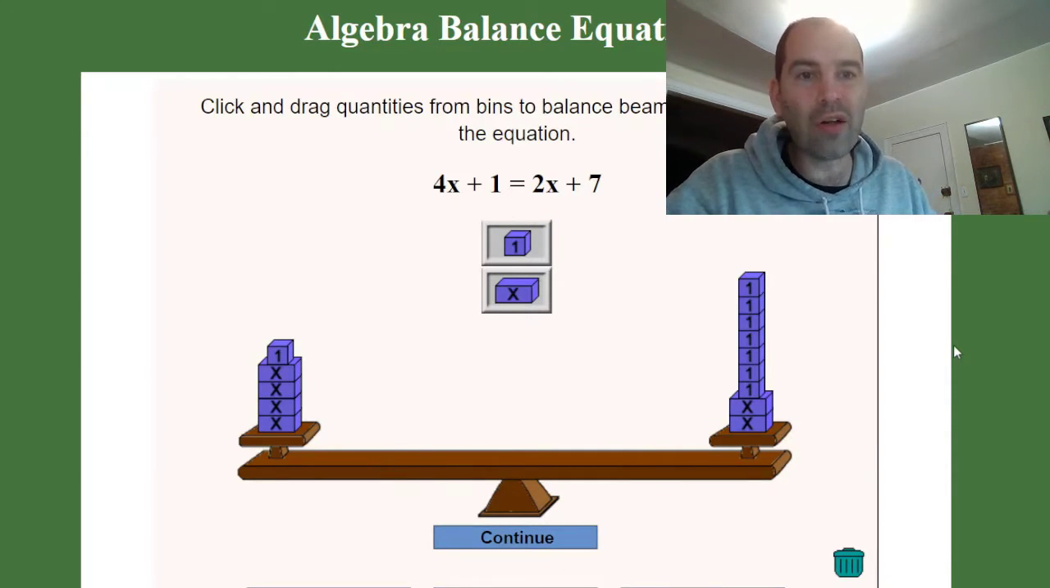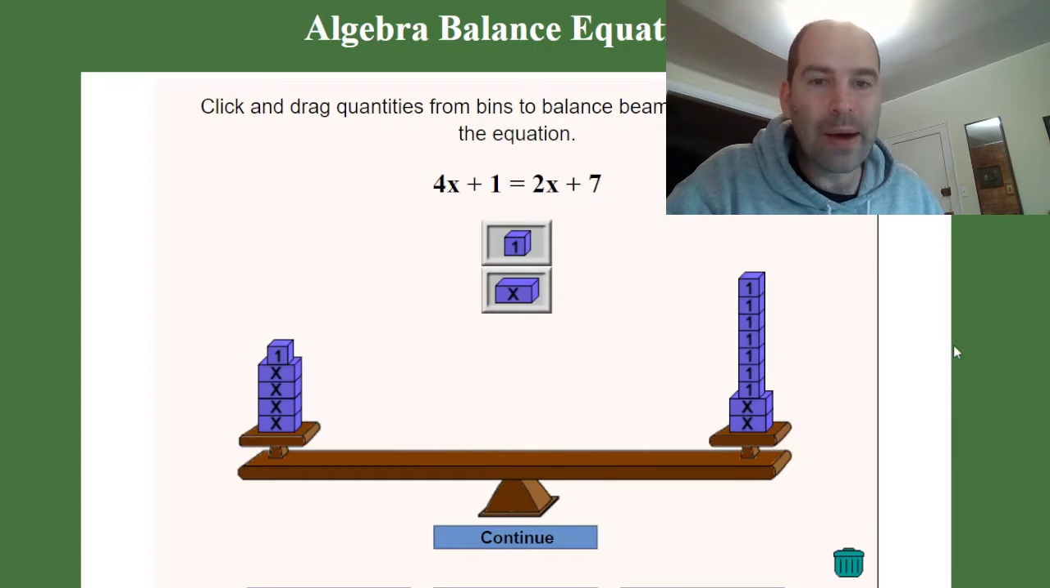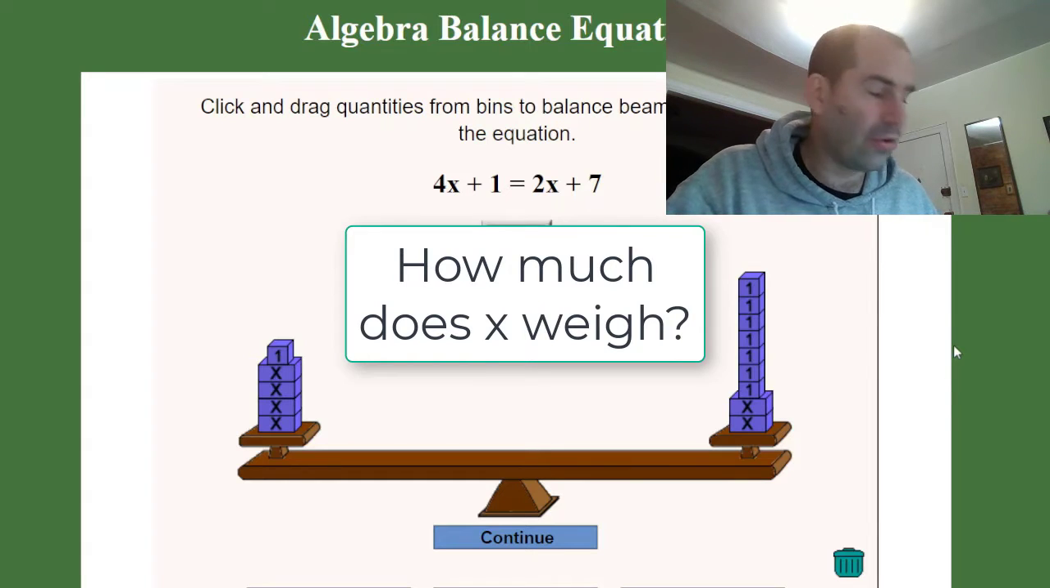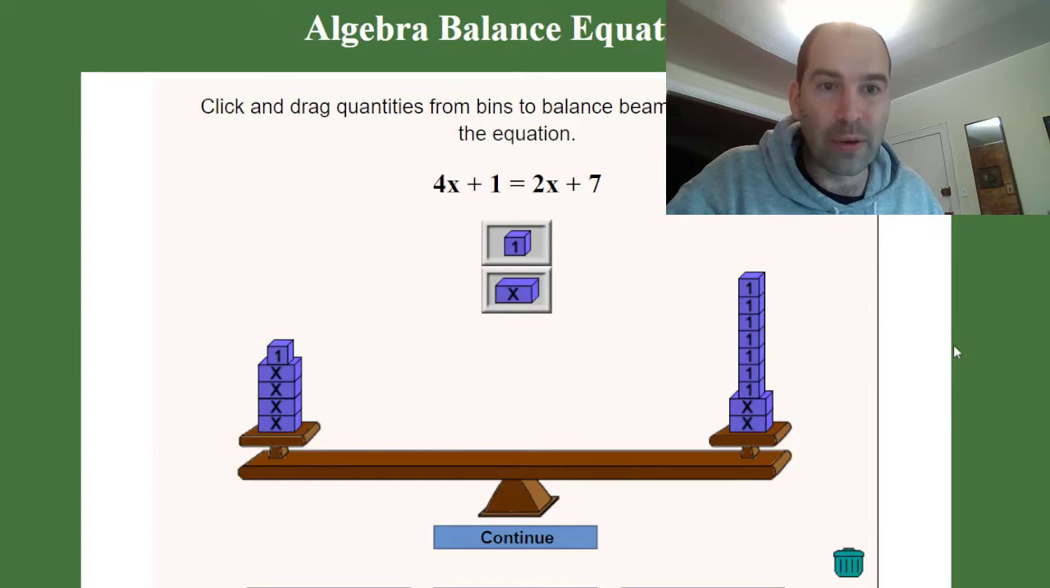Now, how do we solve this problem? Just think about what you would do in real life if someone gave you this scale and these blocks. How would you determine the value of x? How much does x weigh? Well, one thing we can do is we can start removing things from the scale. And the scale will remain balanced provided we remove the same amount from each side. So that's what we're going to do. We're going to remove the same amount from each side.